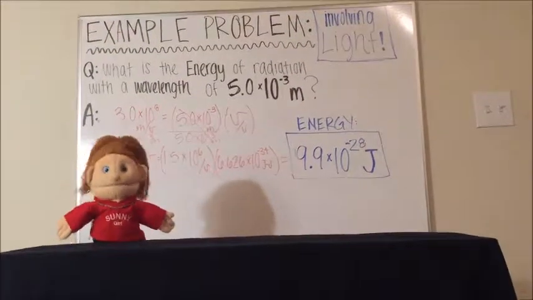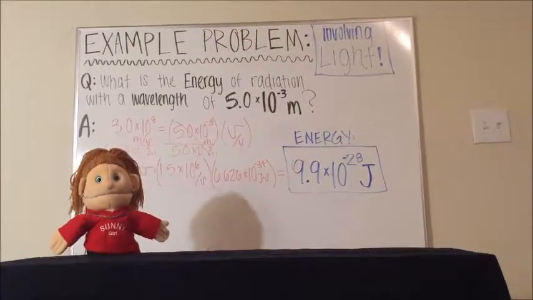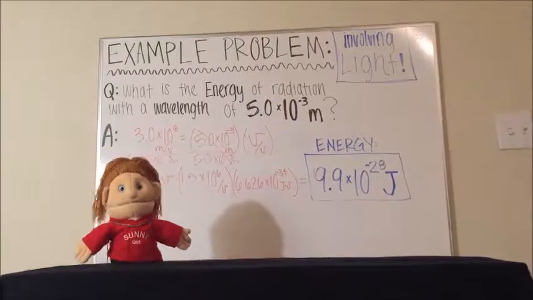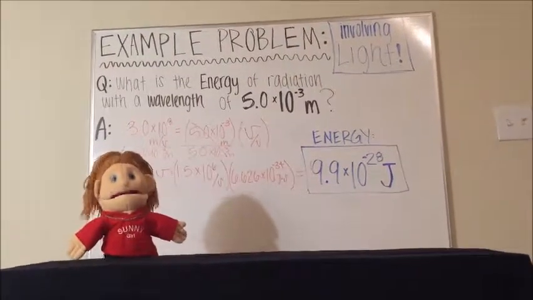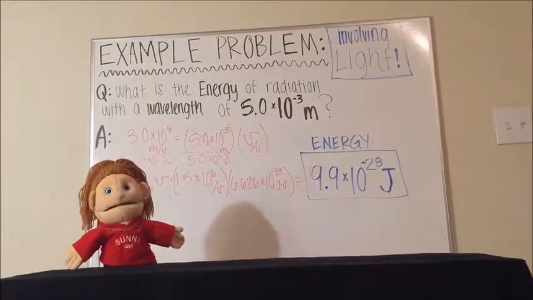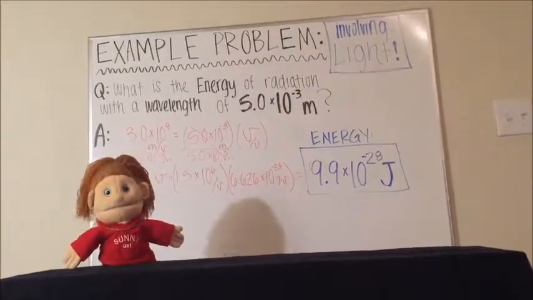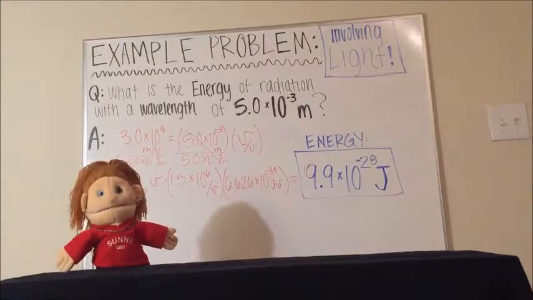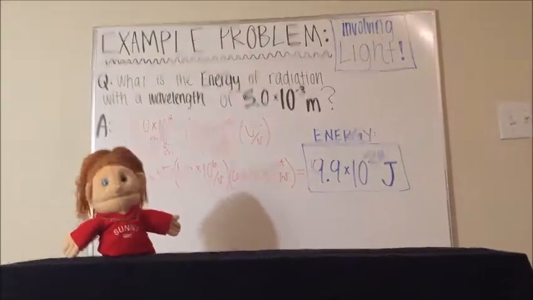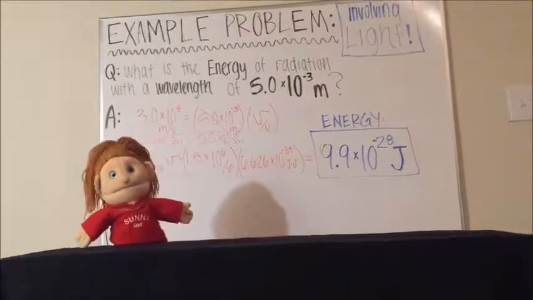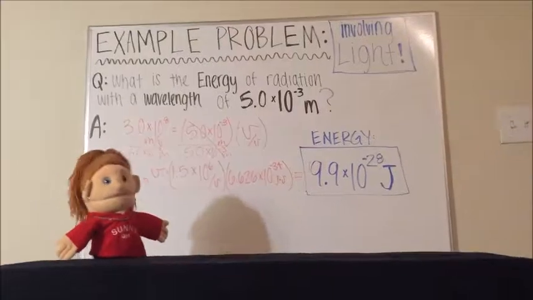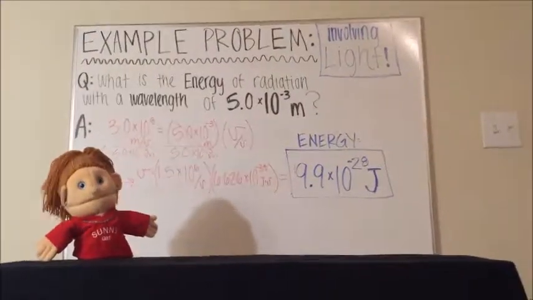Here is an example problem involving light with a solution. What is the energy of radiation with a wavelength of 5 times 10 to the negative 3rd meters? First, you would use the speed of light equals the wavelength times the frequency, and you'd solve for the frequency, then plug that into the Planck's constant equation, and finally you would get your energy in joules of 9.9 times 10 to the negative 28th joules.